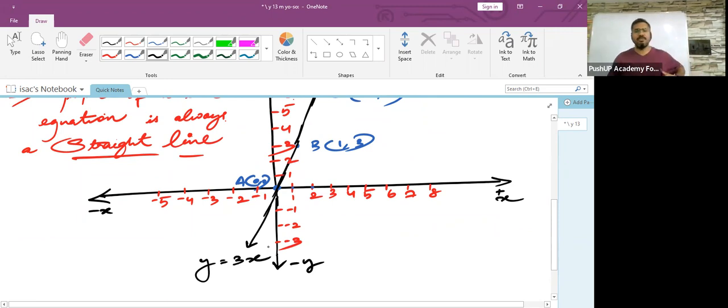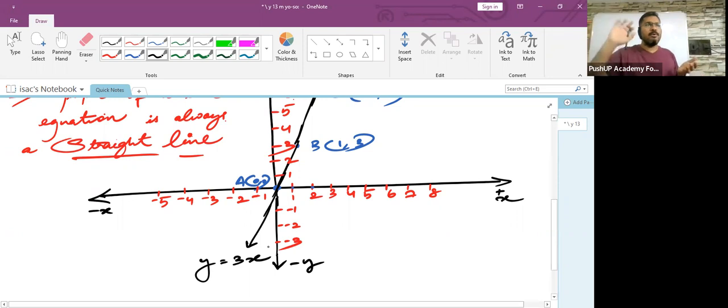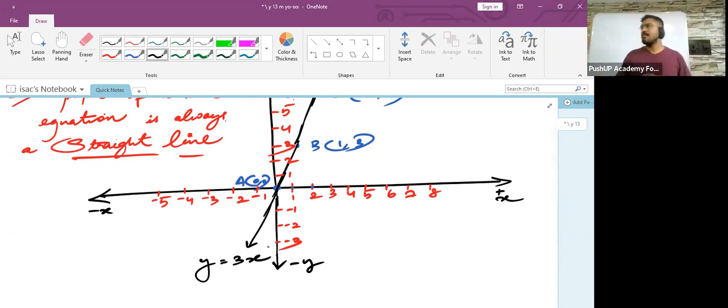y is equal to 3x. So that your teacher will understand you have taken an XY plane. In that XY plane, you have plotted 3 points, A, B, and C. And then you have used a ruler to connect all the 3 points to get a straight line. And what was the equation of the straight line? y is equal to 3x. So this is the information which you're passing on to your teacher. Am I clear with this?